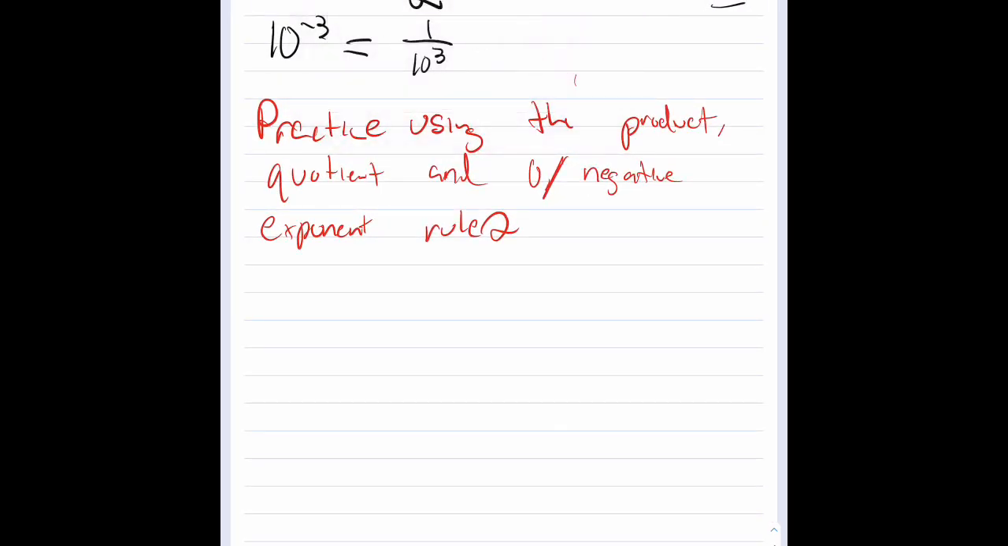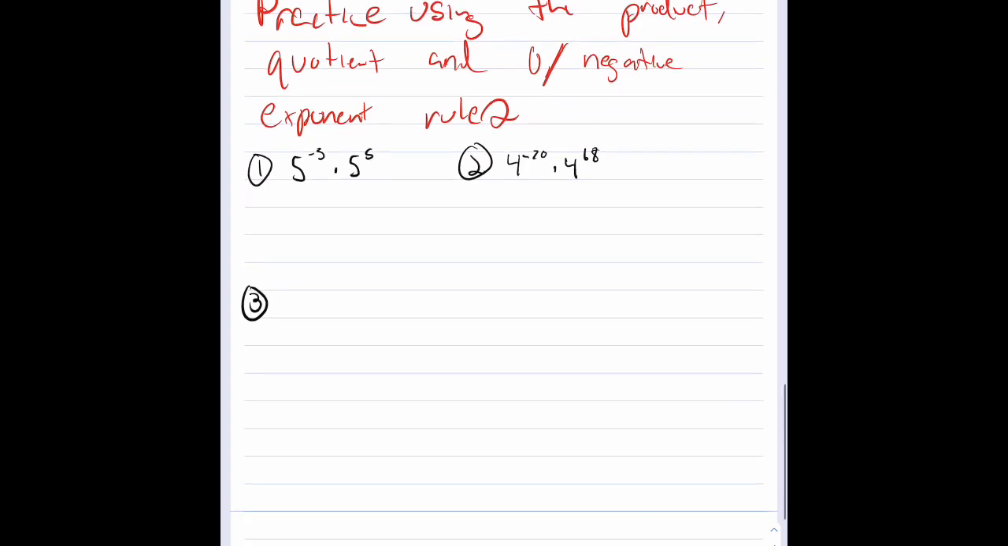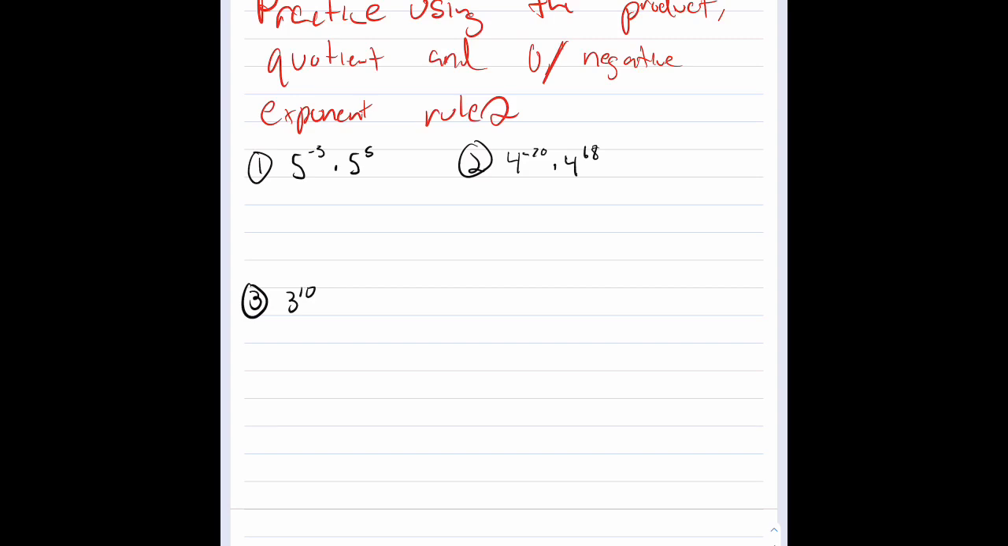Here are practice questions I want you to write down. 1. 5 to the negative 3 times 5 to the 5th. Number 2. 4 to the negative 70th, wow, times 4 to the 68th. 3. 3 to the 10th over 3 to the 12th. 4. You can just keep copying it down.